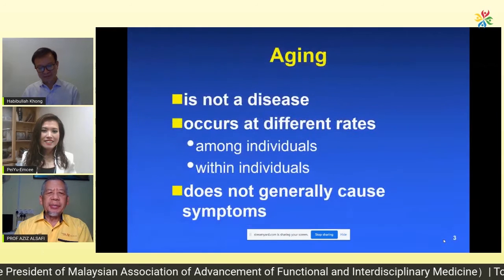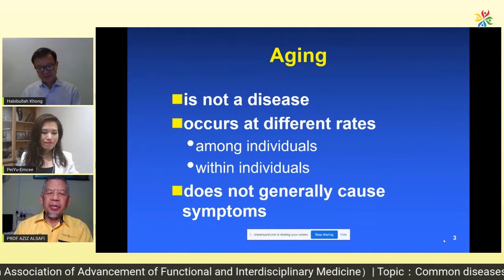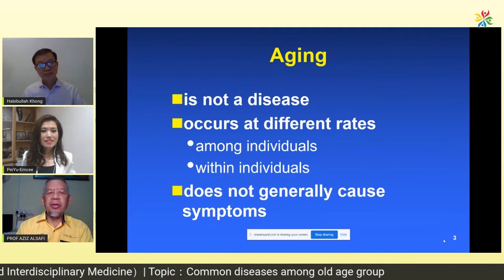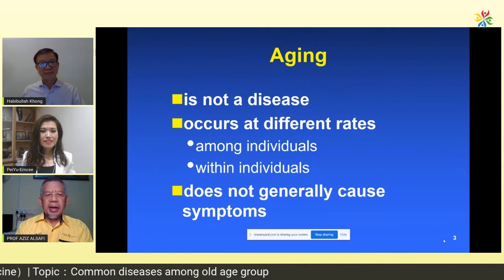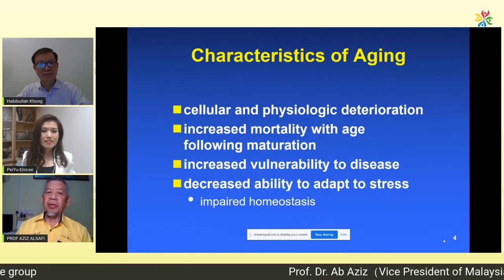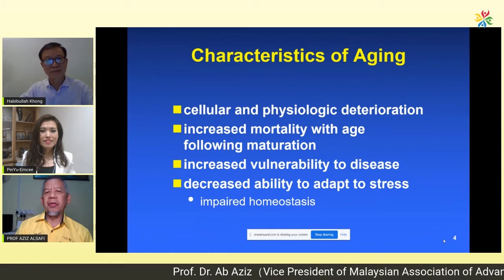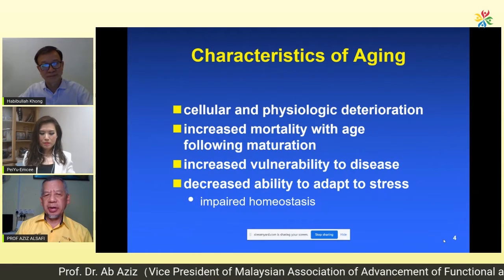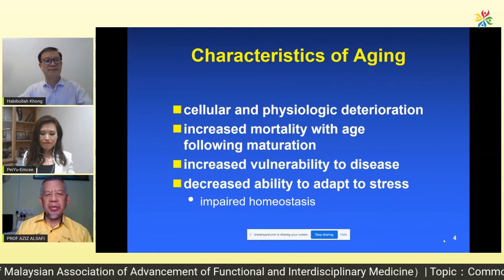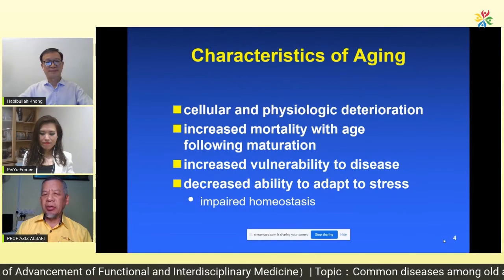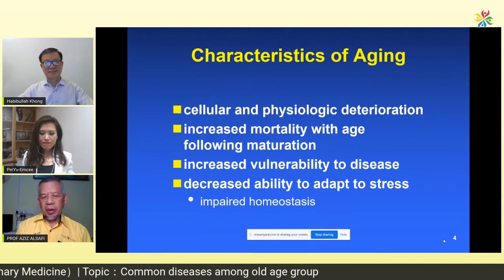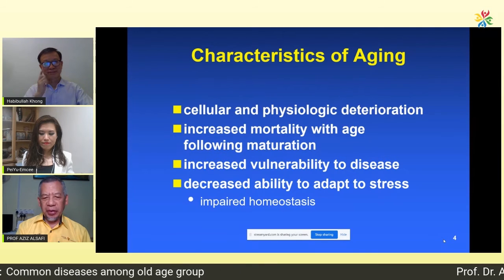What is aging? Aging is not a disease and it occurs at different rates among individuals and within individuals, and does not generally cause symptoms. The characteristic of aging is cellular and physiologic deterioration, increased mortality with age following maturation, increased vulnerability to disease, and decreased ability to adapt to stress. This is because of impaired homeostasis.